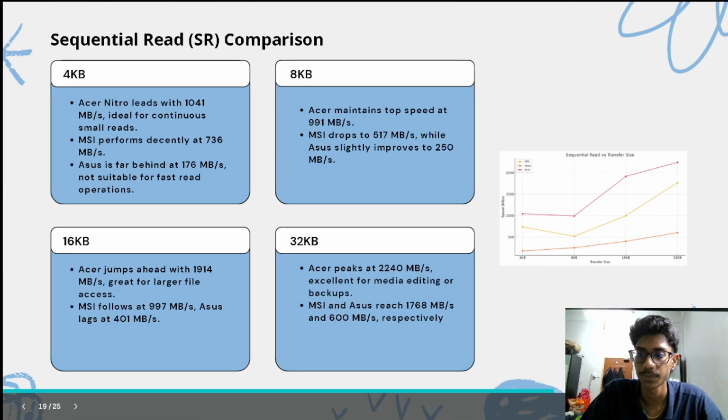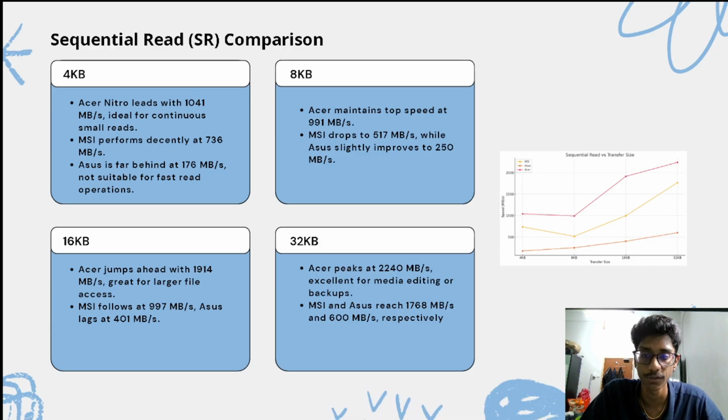For sequential read, we can see that the Acer Nitro outperformed across all block sizes. At 4 kilobytes, it achieved 1041 megabytes per second, significantly ahead of MSI at 736 and Asus at 176. As block sizes increase, Acer's performance continued to climb, peaking at 2240 megabytes per second at 32 kilobytes. This makes Acer ideal for media editing or backup scenarios. Meanwhile, MSI showed steady growth and Asus continued to lag across all sizes.